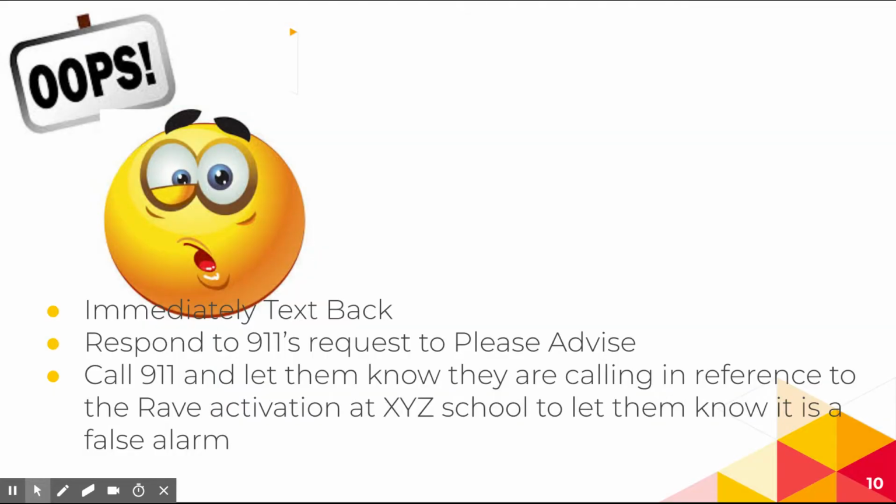Typically speaking, 911 will text us and say, please advise. In other words, they're asking for more information. But don't wait for that. Immediately call 911 and let them know that you're calling in reference to the Rave activation from your school, and let them know it was a false alarm.